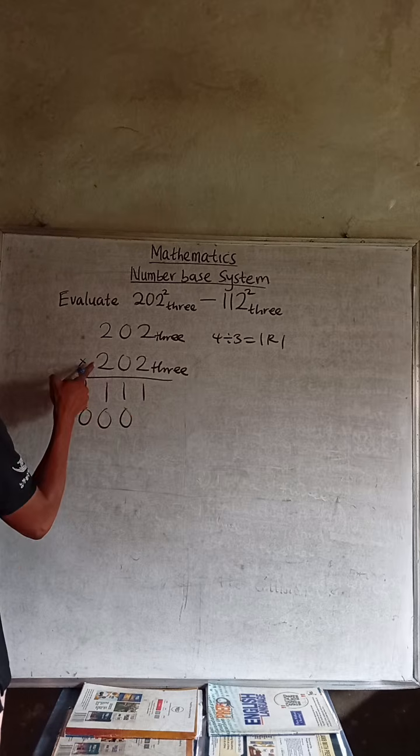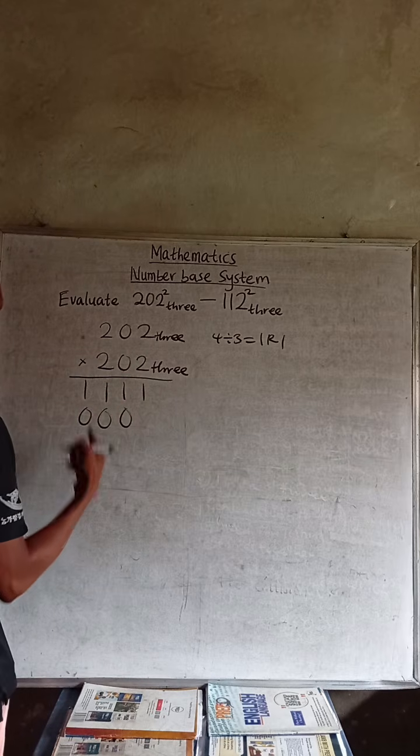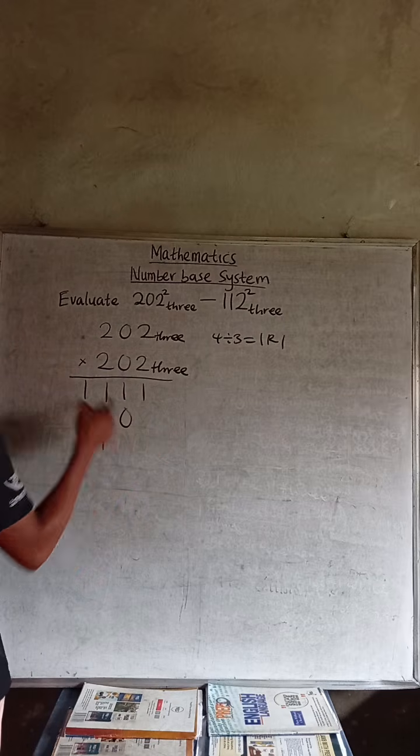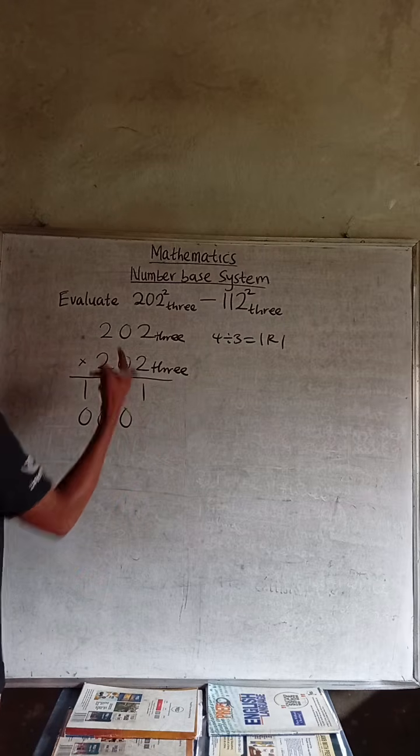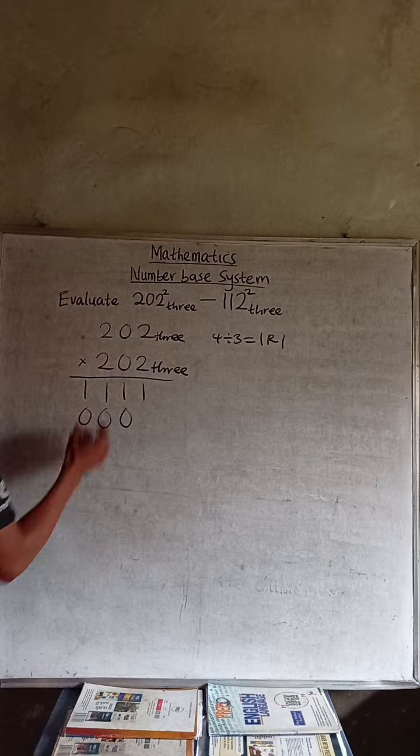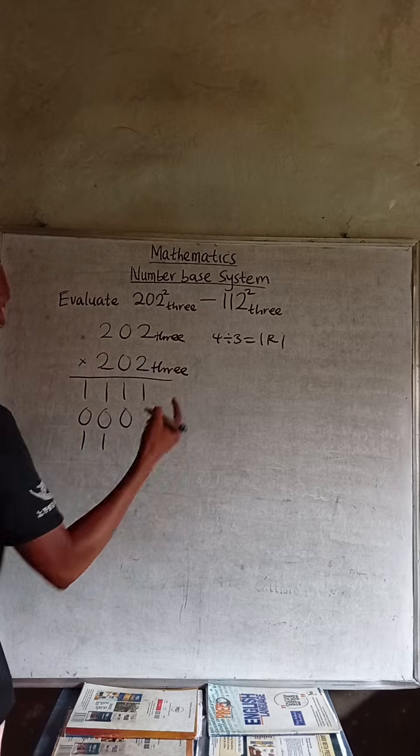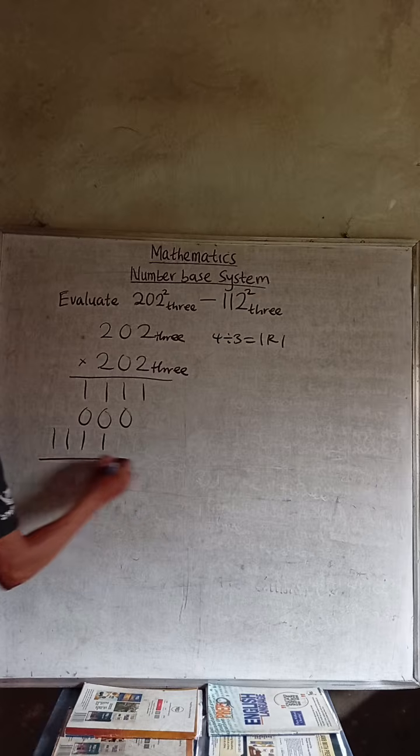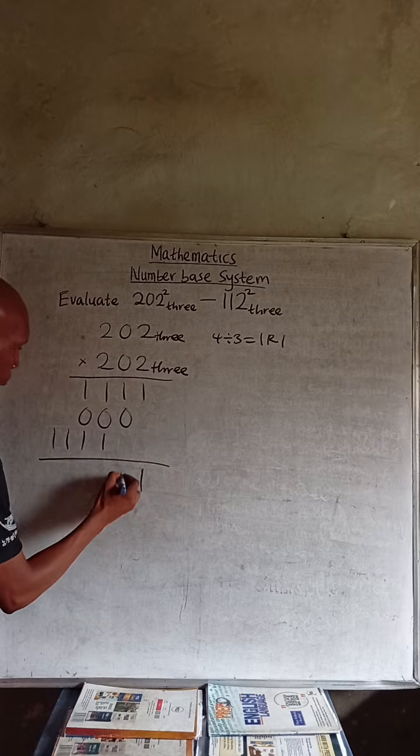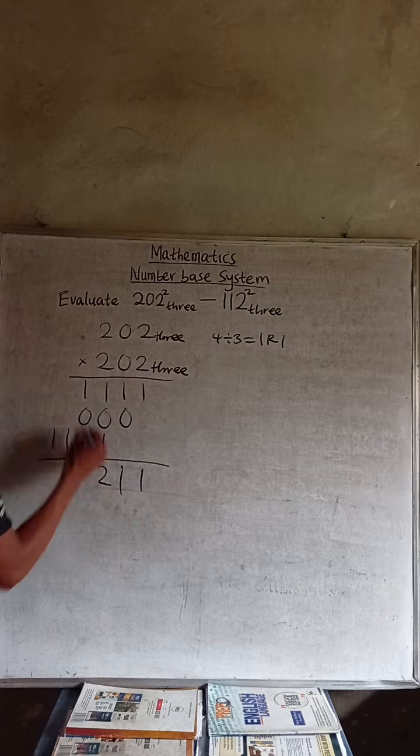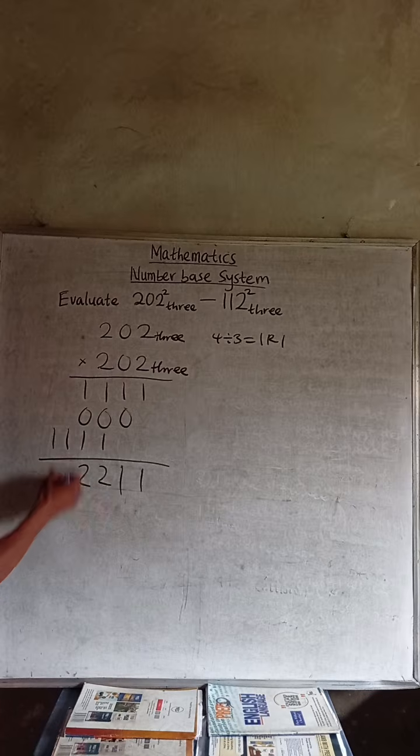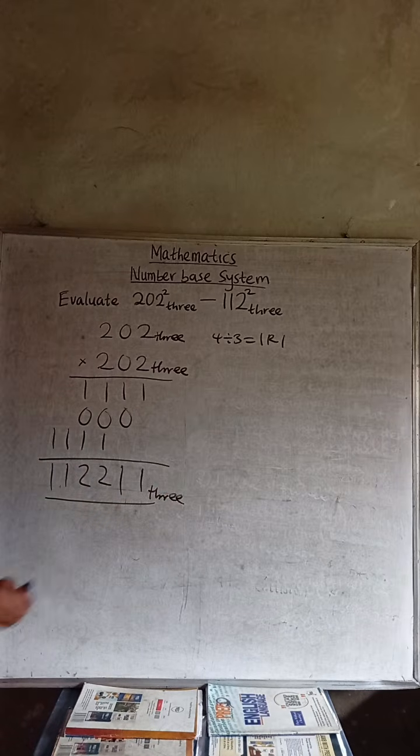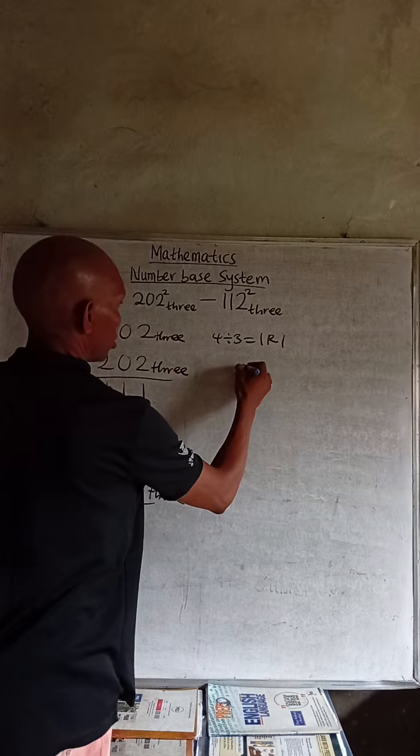Then we have the next one. 2 times 2, 4. We can't write it down. 4 divided by 3, 1 remainder 1. Write the 1 and carry 1. 2 times 0 is 0, plus the 1 we carried, 1. 2 times 2, 4. We can't write it down. 4 divided by 3, 1 remainder 1. Then you add up. You have 1. You have 2. Don't forget you are only permitted to write something smaller than 3. So that's it. Then we'll move on to the next one.